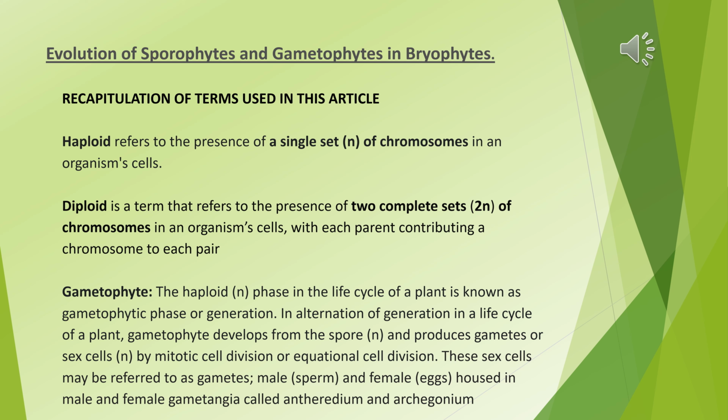Gametophyte. Phyte is plant and gametophyte is a plant that produces gametes. The haploid n phase in the life cycle of a plant is known as the gametophytic phase or gametophytic generation. In alternation of generations in the life cycle of a plant, the gametophyte develops from the spore, n, and produces gametes or sex cells by mitotic cell division or equational cell division. These sex cells are referred to as gametes: male sperm and female eggs, housed in male and female gametangia called antheridium and archegonium respectively.